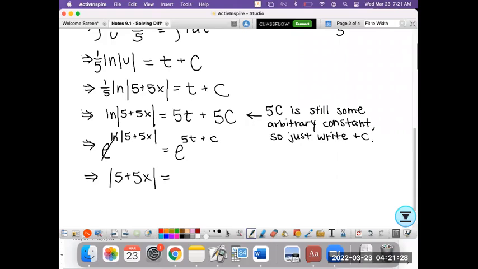equals, and remember your exponent rules. What was the original scenario that made it so that I could add those exponents? Multiply the same base, you add the exponents. So if I just rewrite that as e to the t times e to the c, I would go ahead and get back to that spot where I have those exponents being added together because I am multiplying the same base. Now, e to the c, hopefully you know what I'm going to say right now. It's still just some arbitrary constant. So I'm just going to write c.